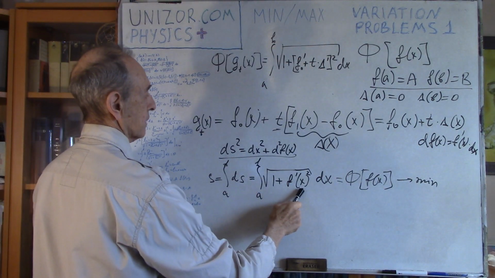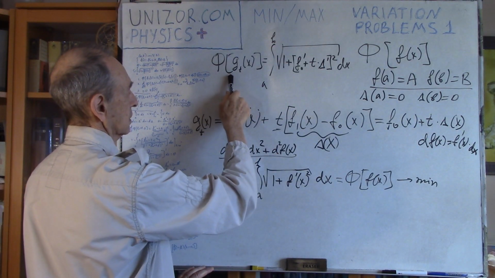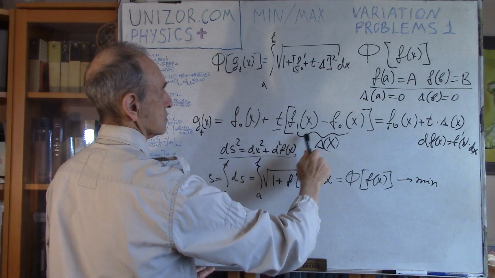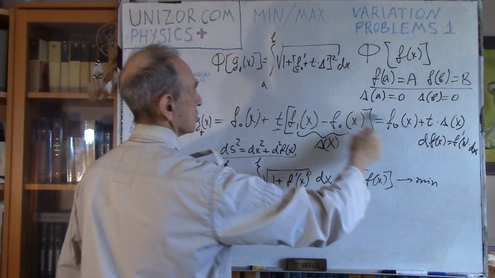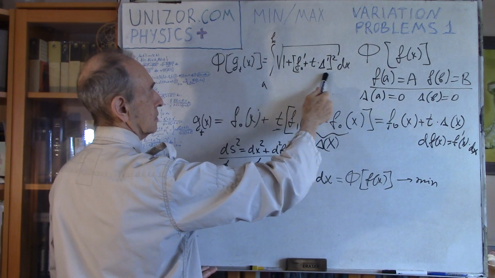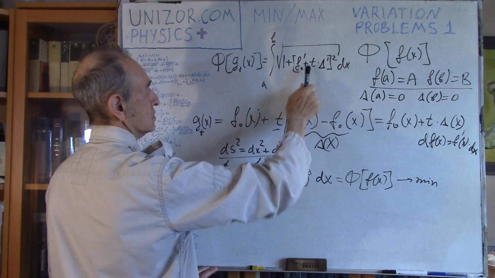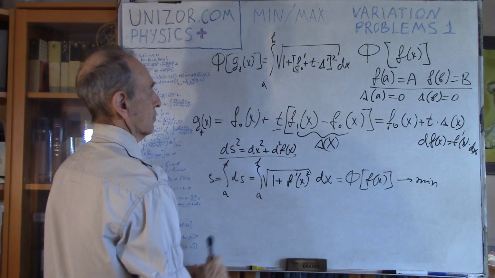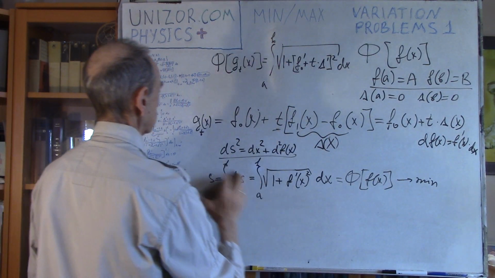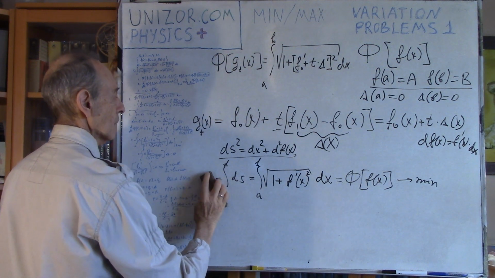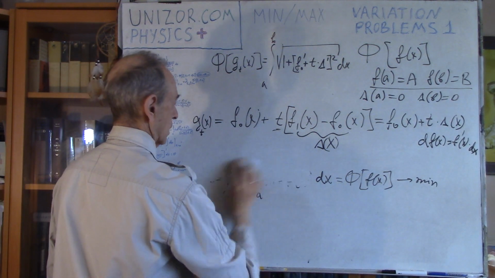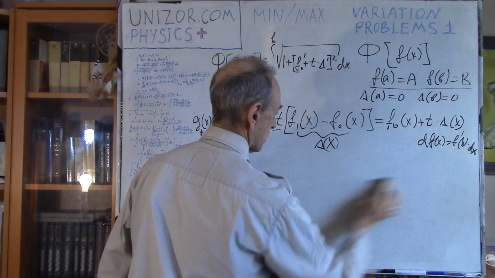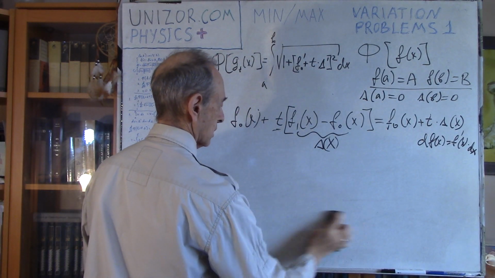So f prime of x, I would change to g prime. g is this. Since g is a sum of these functions, the derivative would be the sum of derivatives. t is a parameter, we don't touch it. And integration by x from a to b. Okay. So we have to minimize this functional, and again, the approach we take is the following.